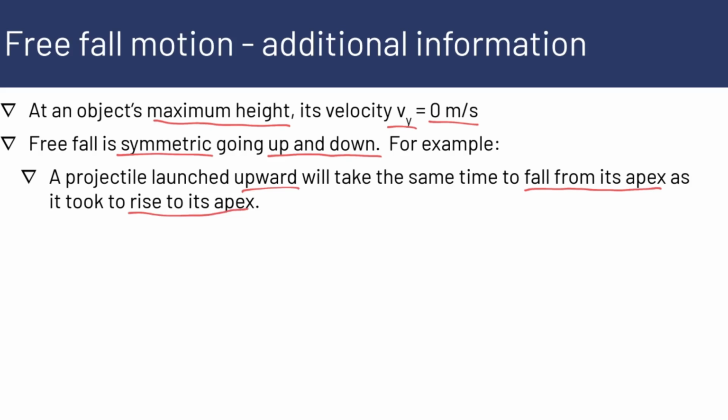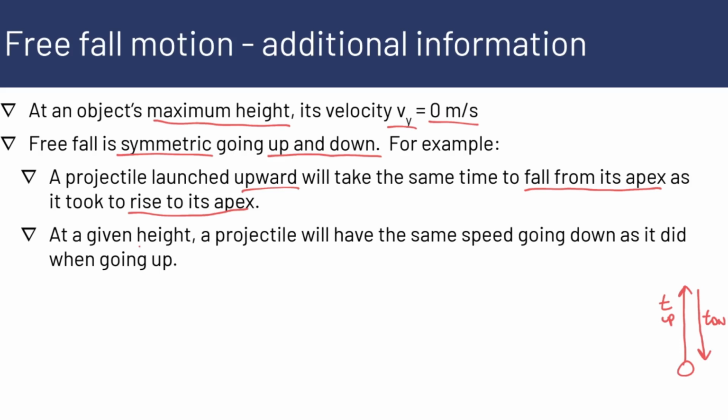So if we have a ball here and we throw it up, the amount of time it took to get up is going to be the same amount of time it takes to get down. So time up equals time down. Additionally, at a given height, a projectile will have the same speed going down as it did when going up. So if we looked at a projectile's trajectory, it goes up and it comes back down again. At this point in its upward trajectory, it's going to have the same speed as it does going down.